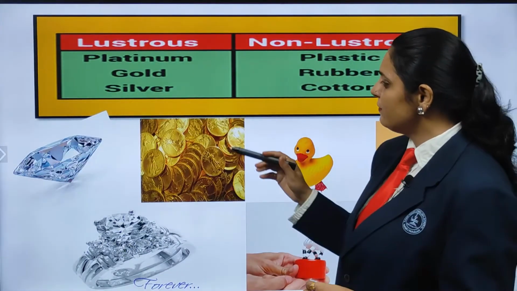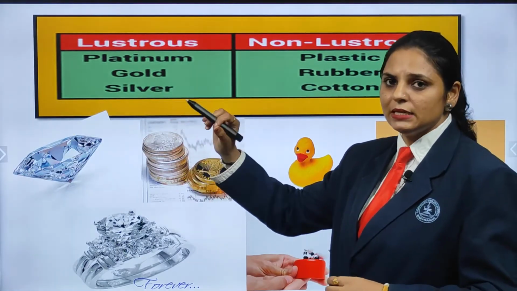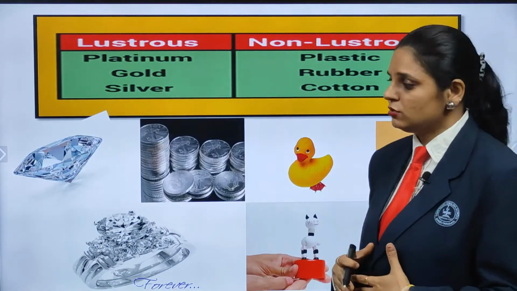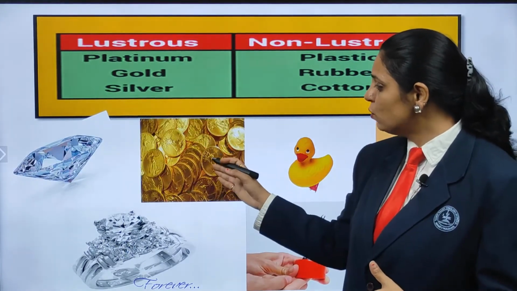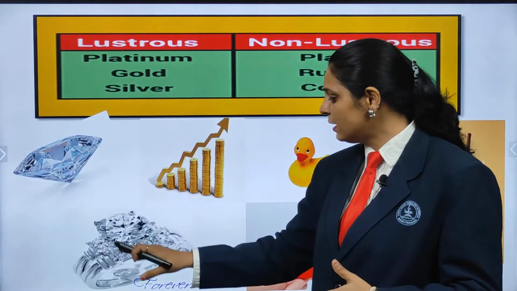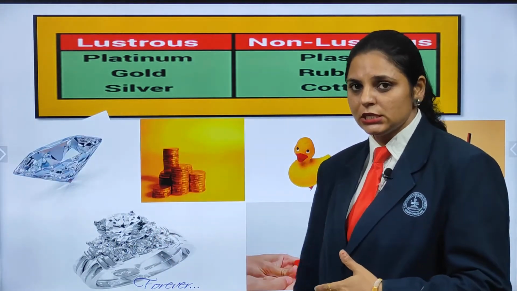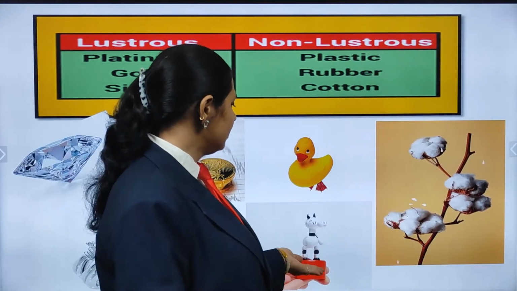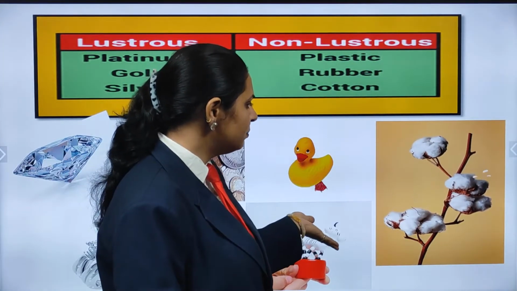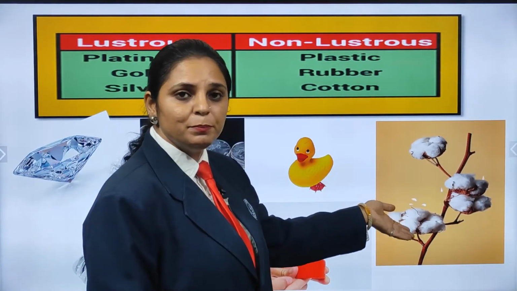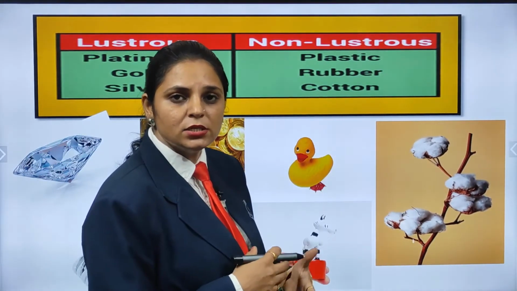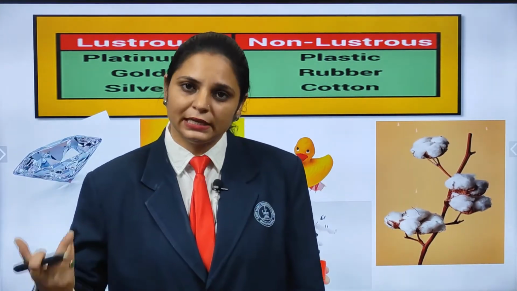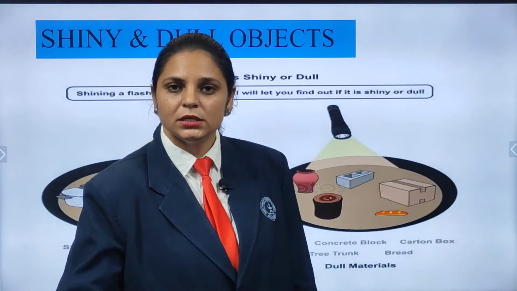A few of the examples I have written: platinum, gold and silver. These are the materials which possess shine. These are lustrous. You can see here the gold and silver coins, the diamond and the platinum ring. These possess a shine when they reflect light. And these objects, the toy, you can see over here the plastic, rubber and cotton, they do not possess a luster or a shine. They are considered dull as they are not reflecting light. That's why they appear dull.